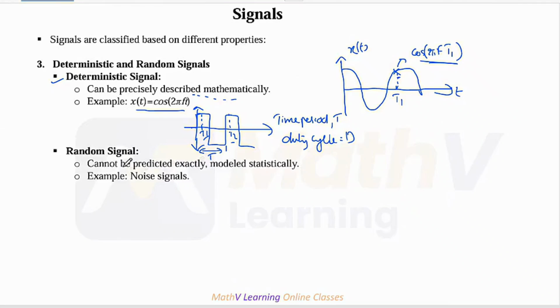Okay, now the second category is a random signal. Okay, which contradicts this. That is, it's a signal whose value cannot be predicted exactly, or we cannot define this particular signal correctly mathematically. Okay, for example, noise signal. So most of the signals are random.